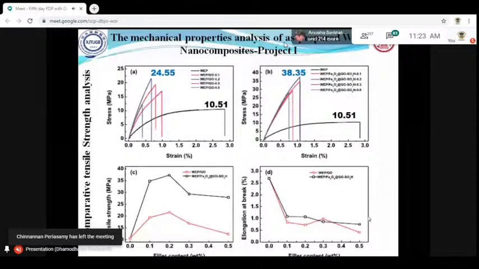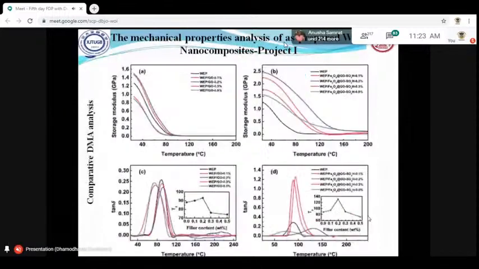That's why the mechanical property is increasing, but the elongation is decreasing. The same way, we have analyzed the DMA analysis. Here we can see the neat WEP is showing around 1.25 gigapascal. But when we added 0.28% loading of GO with the WEP system, it is around 1.5 gigapascal storage modulus, more or less. But the magnetite nanoparticle decorated GO with the WEP system is showing a 2.5 gigapascal storage modulus, more or less.